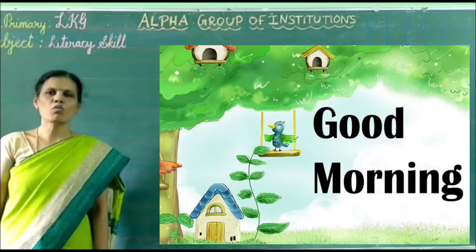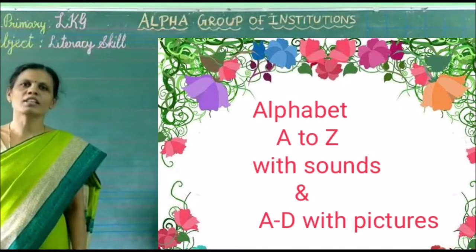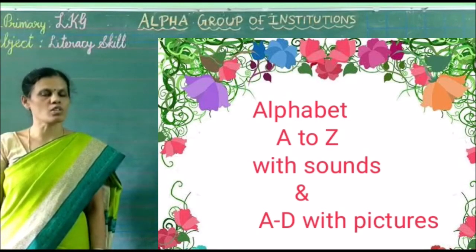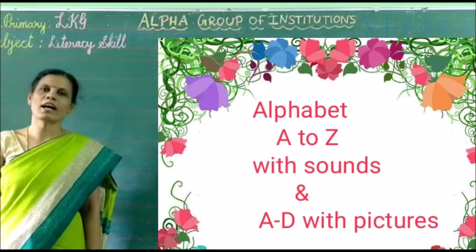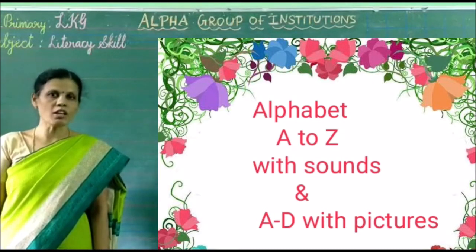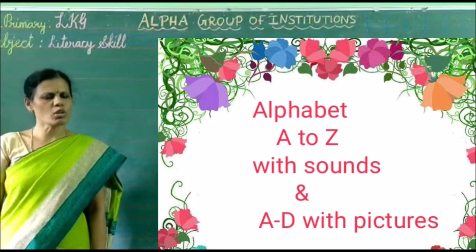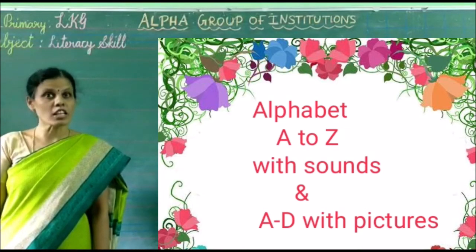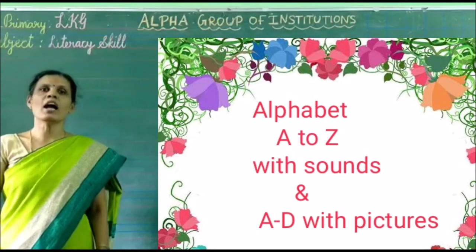Last class, what did you learn? Yes, alphabets A to Z and their sounds, and alphabets A to D with examples. Today, what are we going to see? Alphabet E.